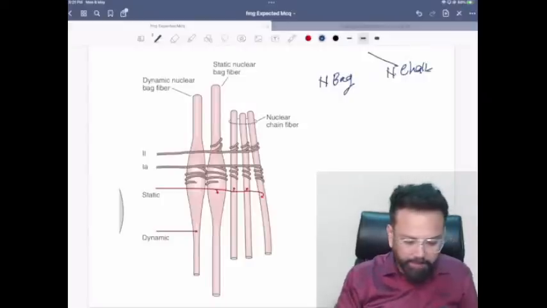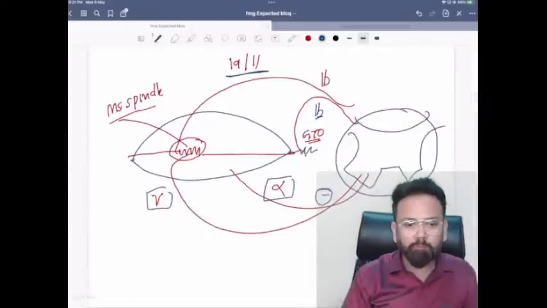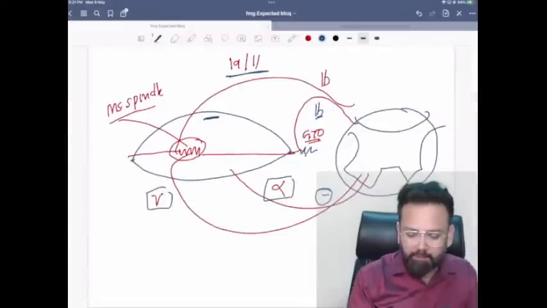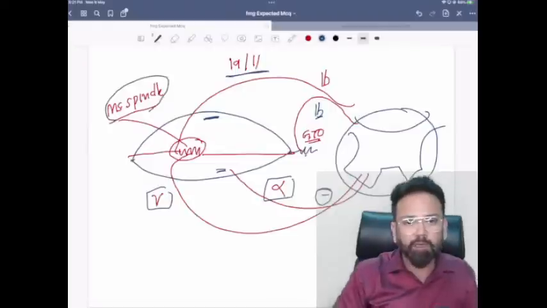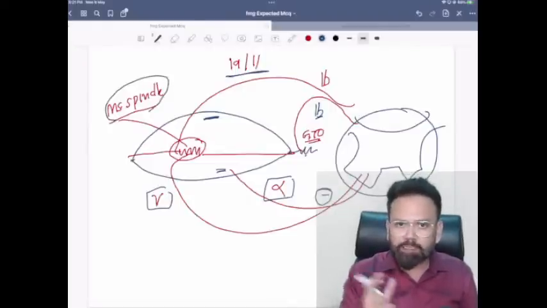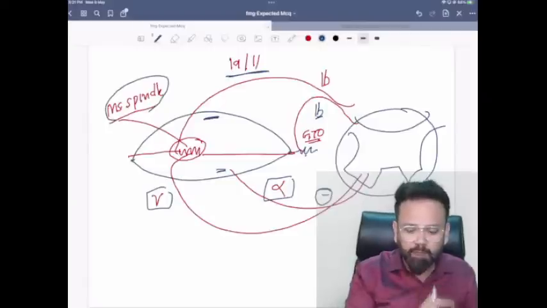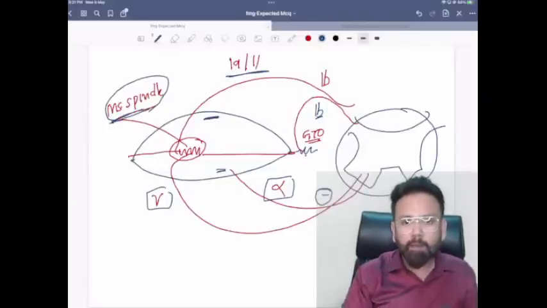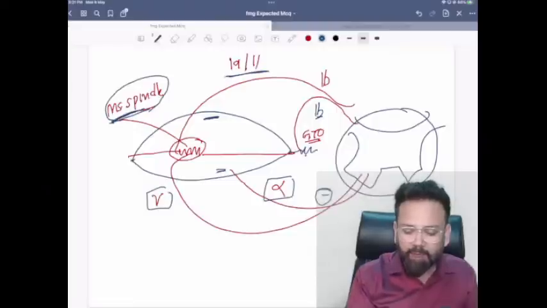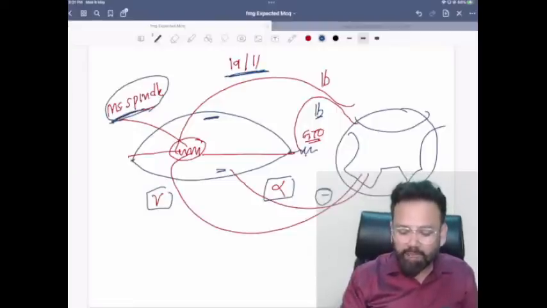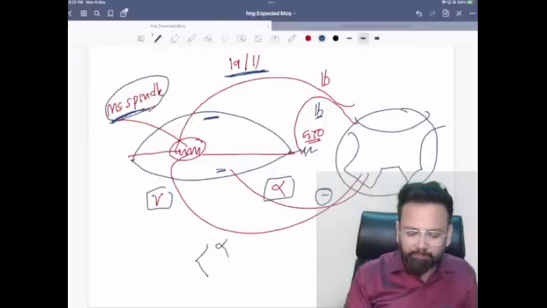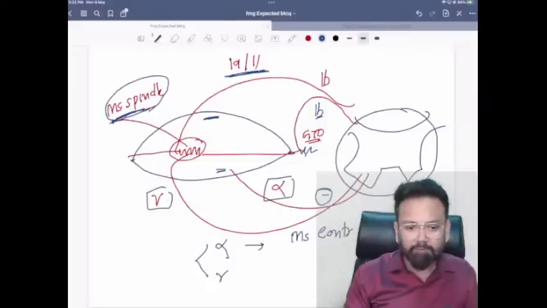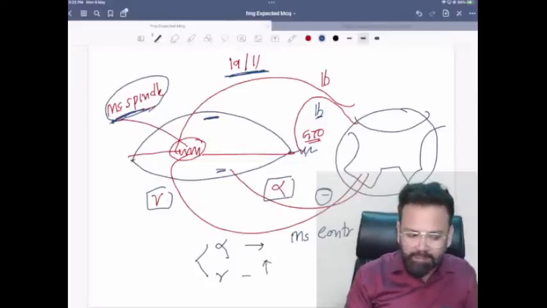Yes, Mohan Singh, you want me to repeat this? Okay. See, this is your muscle. This is your extrafusal fiber, and this is your intrafusal fiber, which is called the muscle spindle. So inside your muscle, you have intrafusal fiber, also called muscle spindle. Muscle spindle gives afferents via 1A and 2, and efferents via alpha and gamma. The function of alpha motor is to cause muscle contraction, and the function of gamma motor is to increase the sensitivity of the spindle.